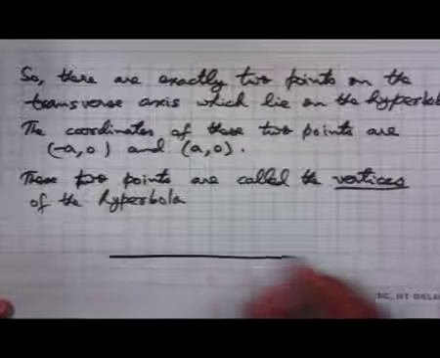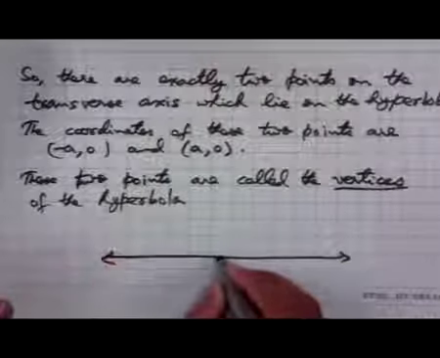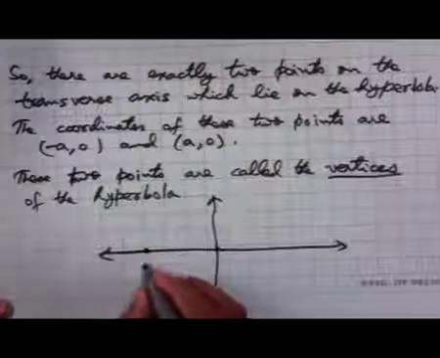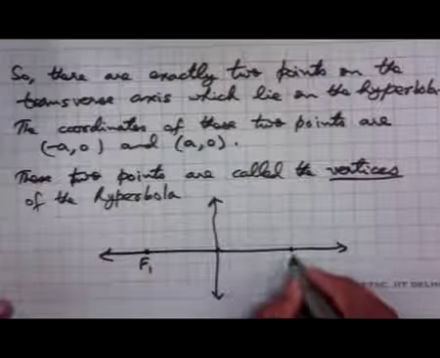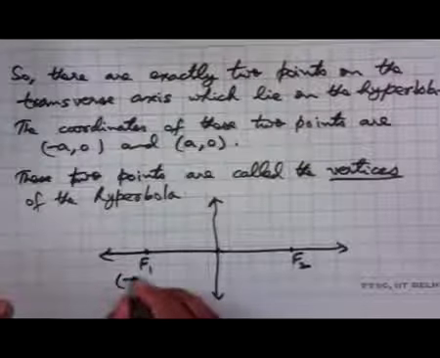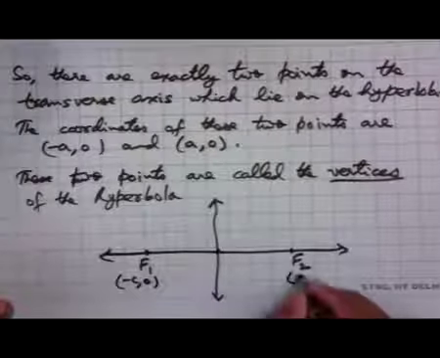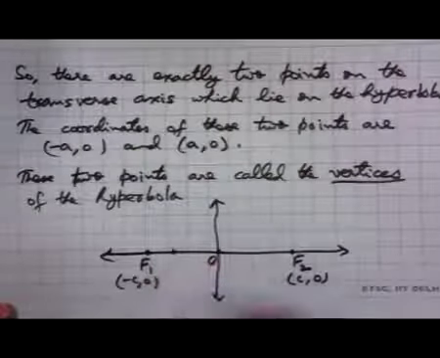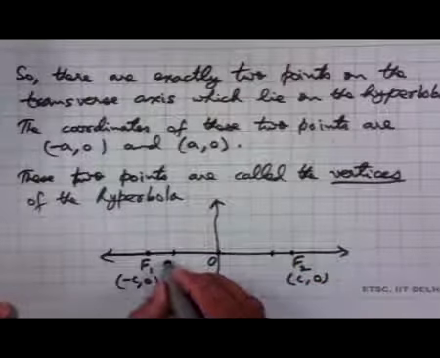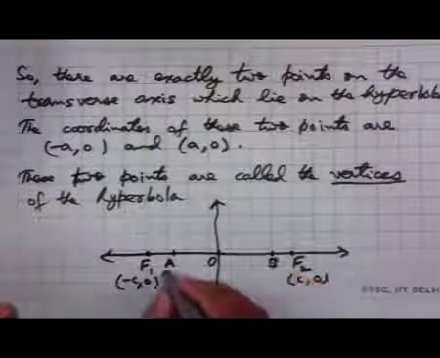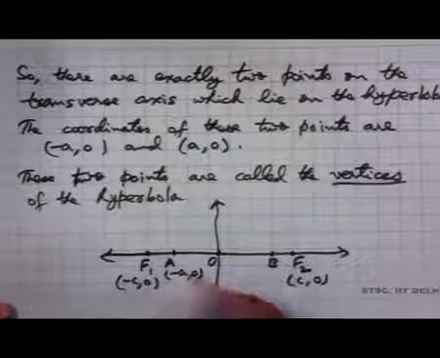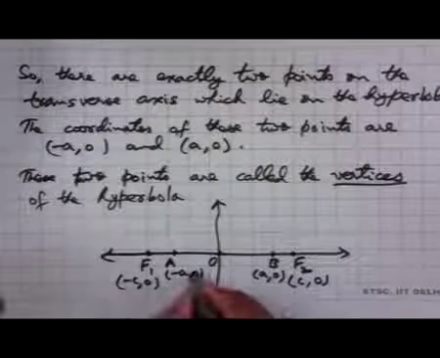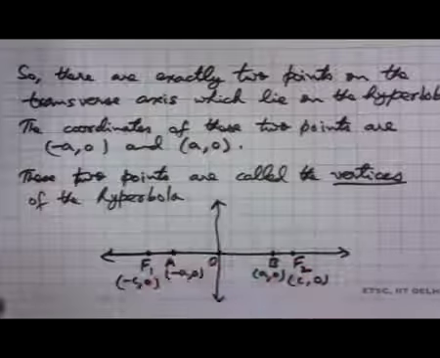So, in the picture, we have foci f 1 f 2 lying on the x axis at minus c 0 and c 0, and we have these two points, let us call them A and B, whose coordinates are minus a 0 and a 0. These are called the vertices of the hyperbola.